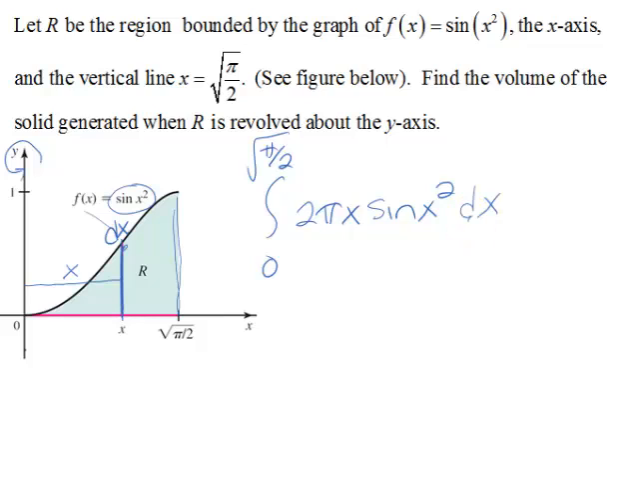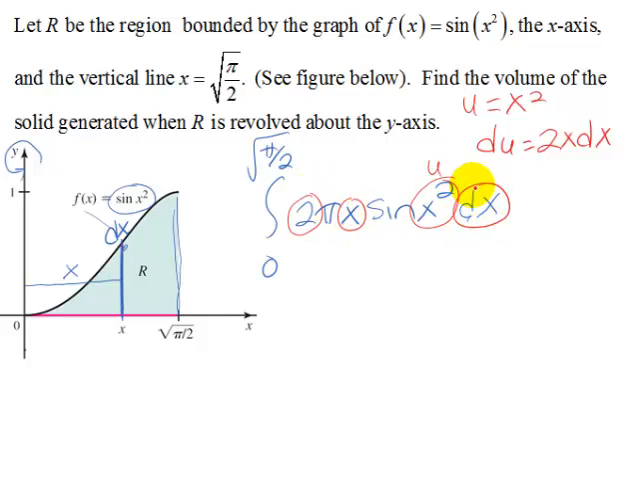Now to integrate that, I'm going to use u substitution. I'm going to call this u. So if u is x squared, then du is 2x dx. Aha, and that's good because there is 2x dx right there. So let's go ahead and do our substitution. Now I need to change my limits of integration because they're in terms of x. I need to get them in terms of u.